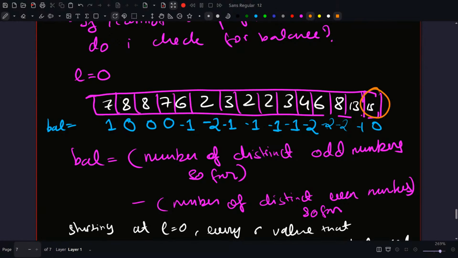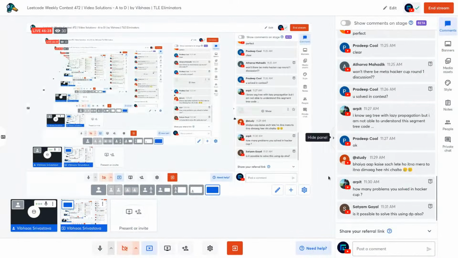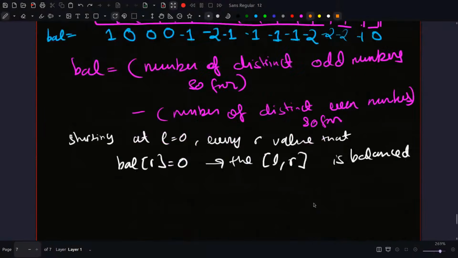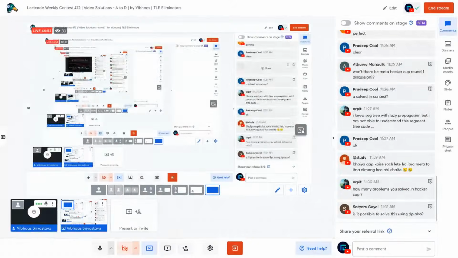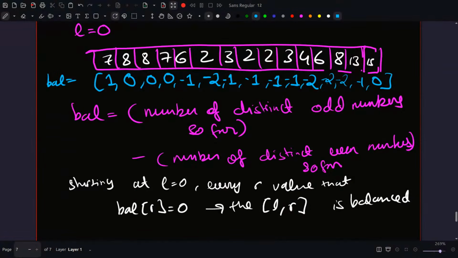Similarly, if you take this position, this whole thing also will be balanced because distinct odd numbers and even numbers are equal, since odd minus even is equal to 0. Fine. So are you guys following this much? Can someone just put in the chat that you understood what balance means? How I've defined this balance or this prefix sum? It's basically a prefix sum of odd and even distinct numbers. Okay, good. So you have understood what this balance means.